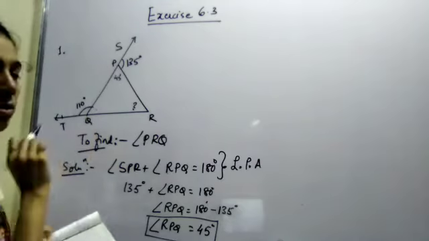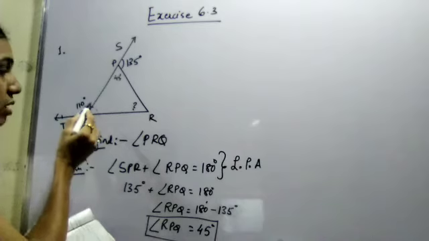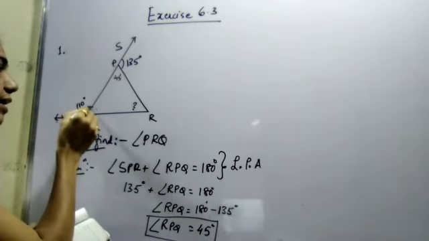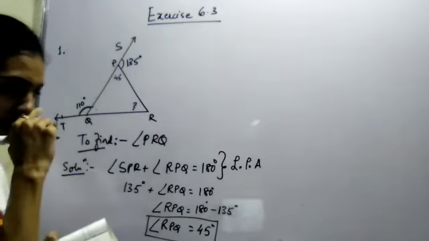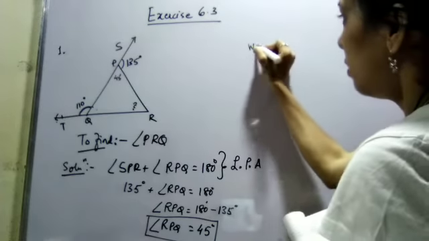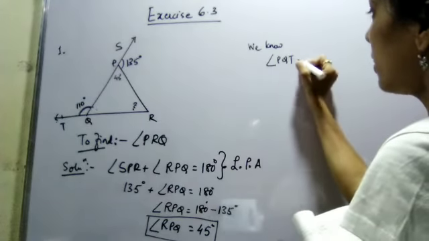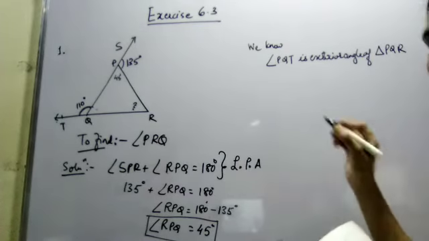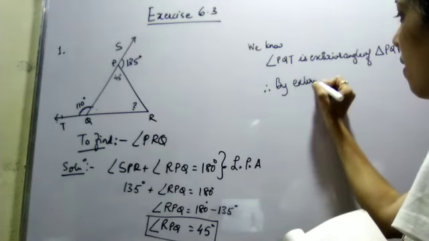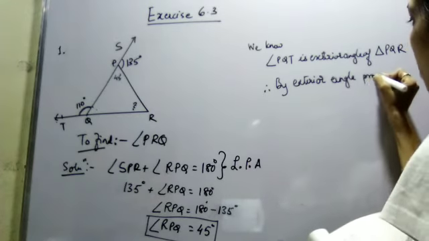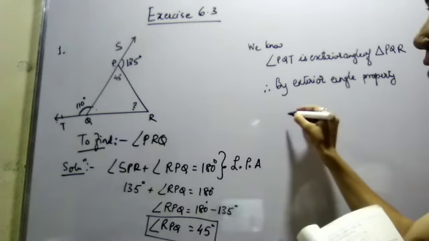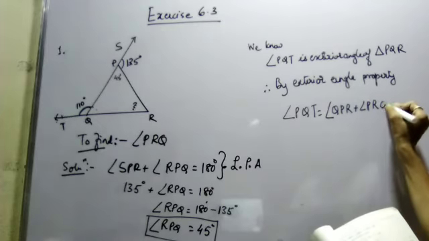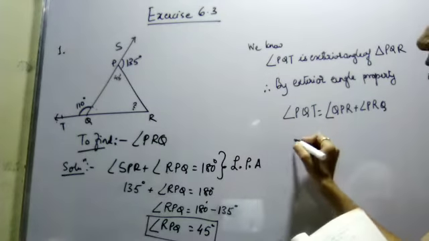Now our question is to find out this particular angle. If you observe it carefully, this angle, that is angle PQT, is exterior of this triangle, and we have learned that exterior angle is the sum of two remote interior angles. So I am going to use that property over here. We know angle PQT is exterior angle of triangle PQR. Therefore, by exterior angle property, what we can write? Angle PQT is equal to angle QPR plus angle PRQ. This angle plus this angle. This is already 110.